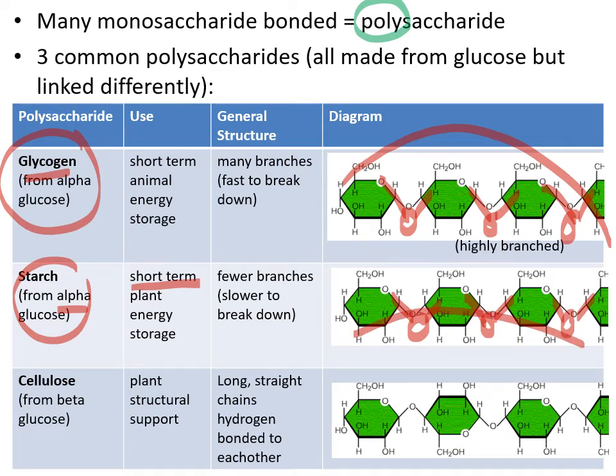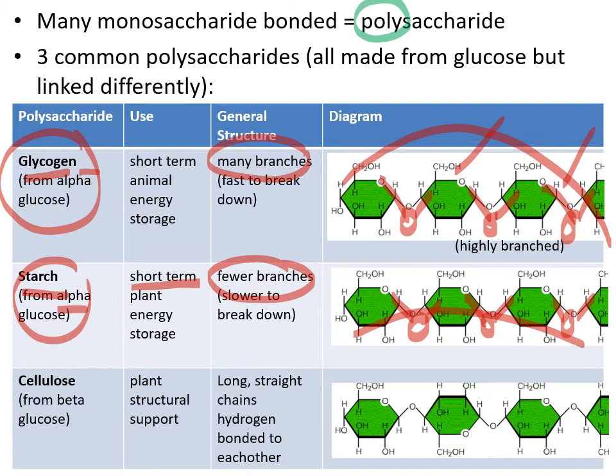And what's the difference between glycogen and starch is the branching. Glycogen is going to have lots of branches coming off of it. So we're going to draw a better picture in a second here. And starch has fewer branches coming off of it. Built the same way, just different in their number of branches.